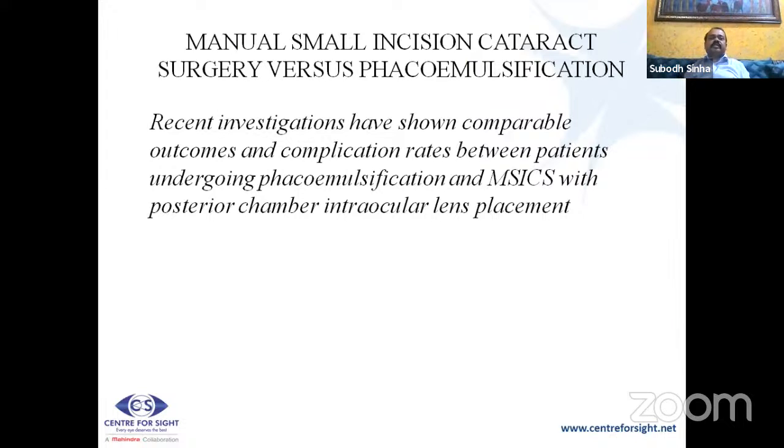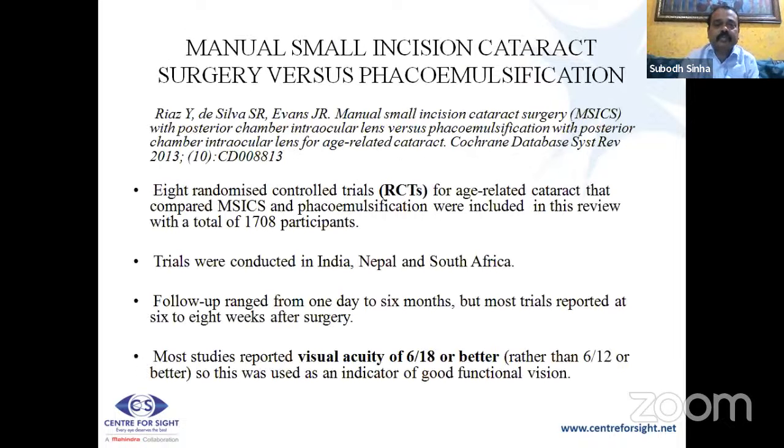So a lot of studies have been done to compare the results of manual small incision cataract surgery with phacoemulsification. They show that the results are comparable. There was one randomized controlled trial which included eight studies, done obviously in India, Nepal, South Africa, the countries where manual small incision cataract surgery is done frequently.